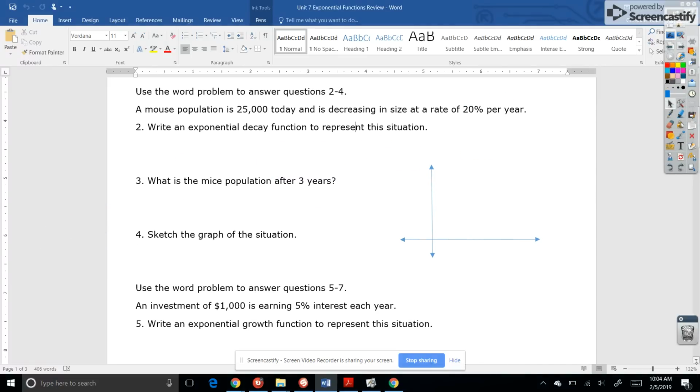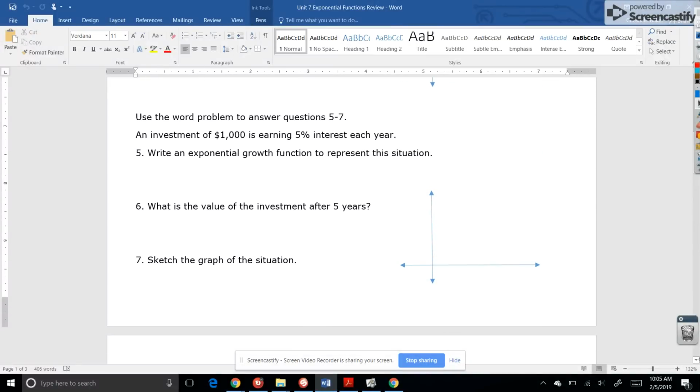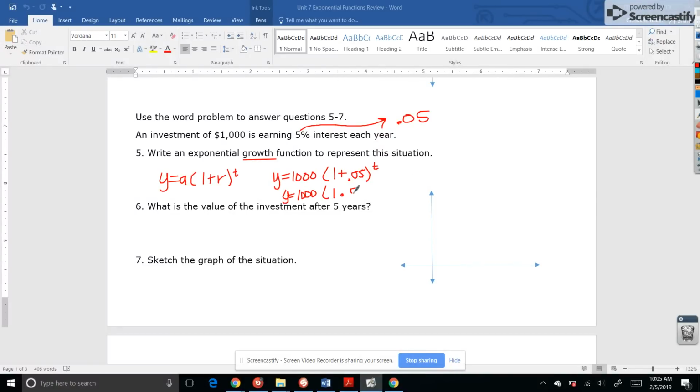All right. An investment of $1,000 is earning 5% interest each year. Write a growth function. So y equals a 1 plus r to the t power. A is our starting value, 1,000. 1 plus. Now 5% interest means 0.05. Simplifying that gives me 1,000, 1.05 to the t.